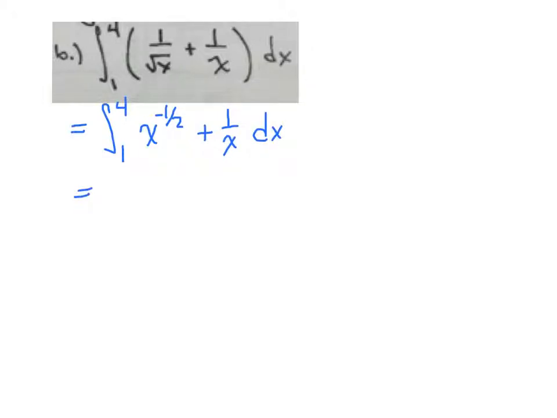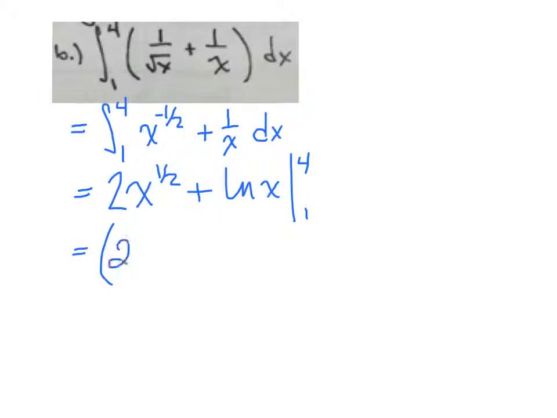Now when we integrate that, we have to raise the power by 1, so that'll become a +1/2, and then divide by that 1/2. For the next part, the integral of 1 over x is just going to be the natural log. And this is what we're going to evaluate from 1 to 4. So keep the process going just like before.